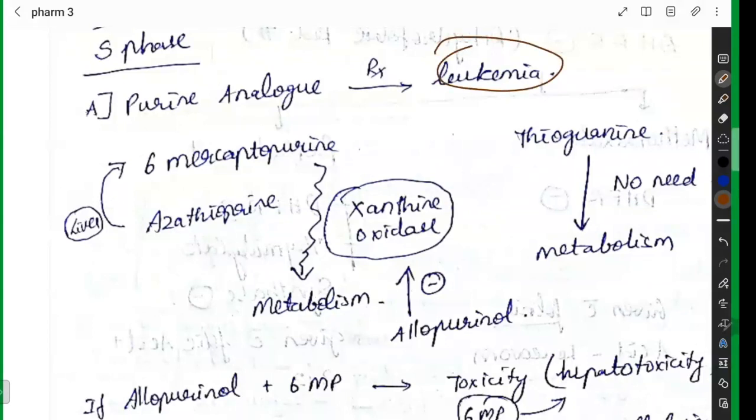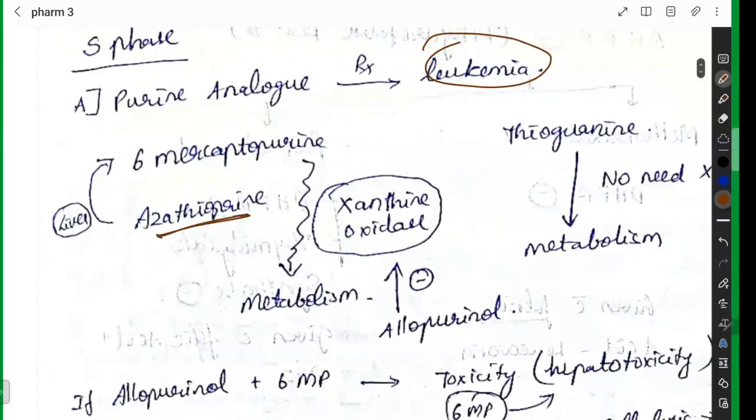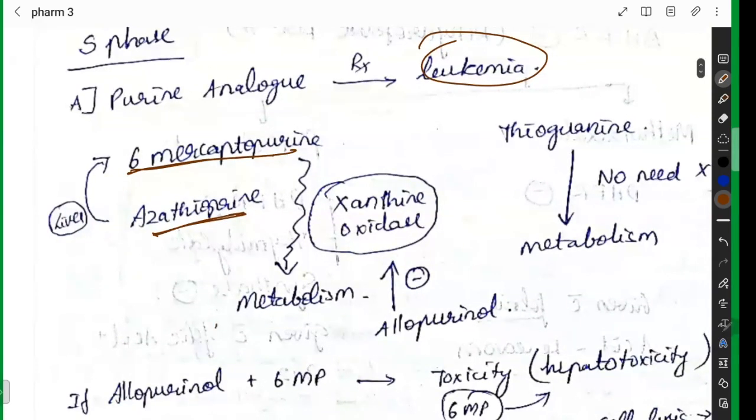Azathioprine, if you give it, goes into your liver and gets converted to 6-mercaptopurine. This 6-mercaptopurine is acted on by xanthine oxidase and gets converted into a purine compound. This purine can be further broken down into uric acid.